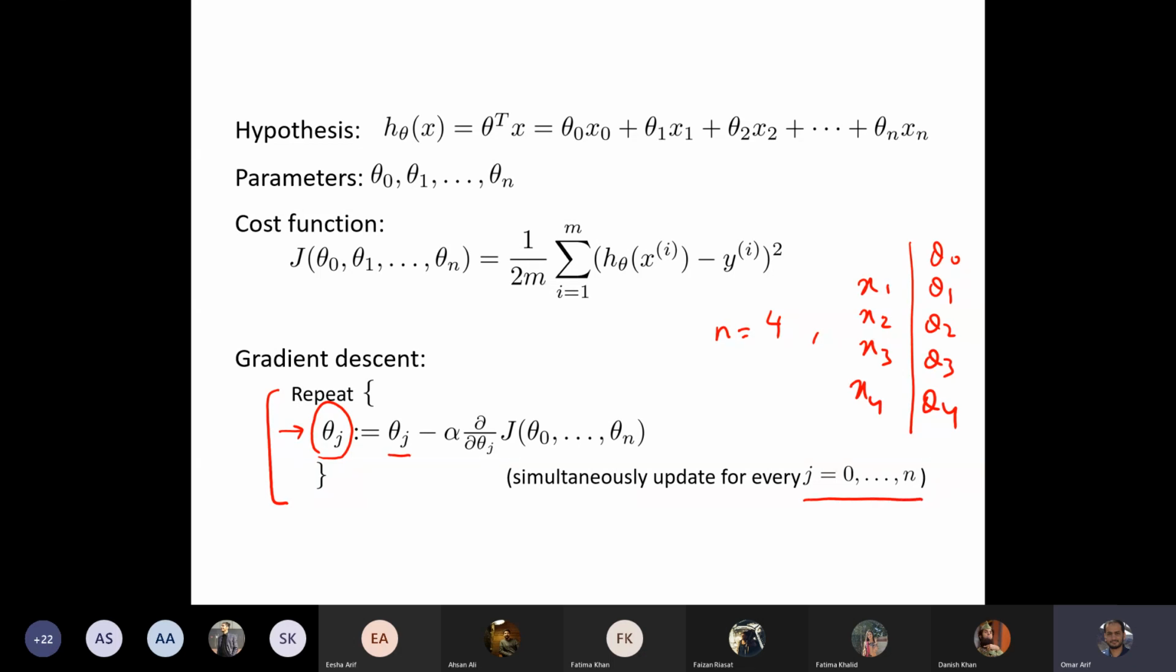Old value of theta j, the learning rate, and then the slope, the derivative, the gradient, which is going to tell me whether to increase or decrease the value of theta. So this is the gradient descent approach, with the help of which we are going to find the value of theta.